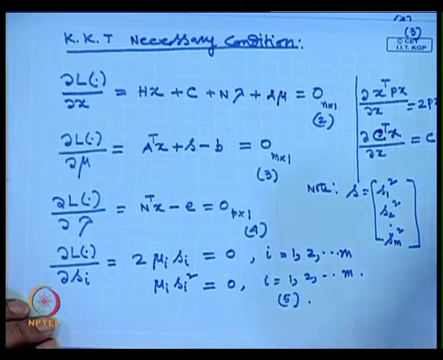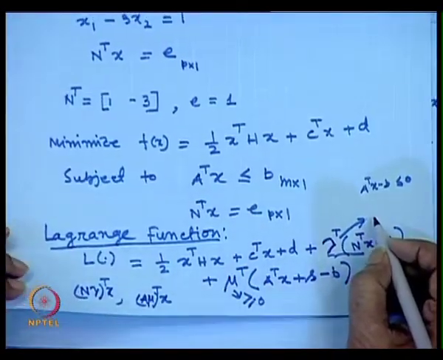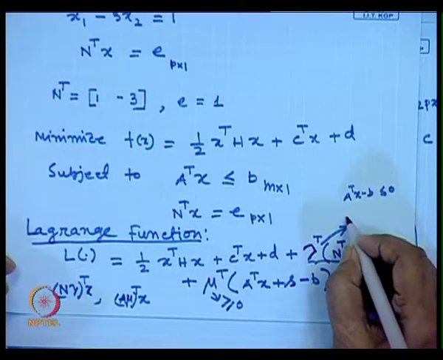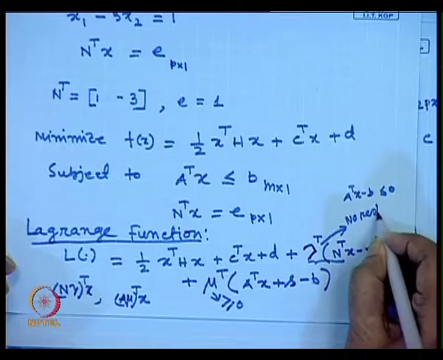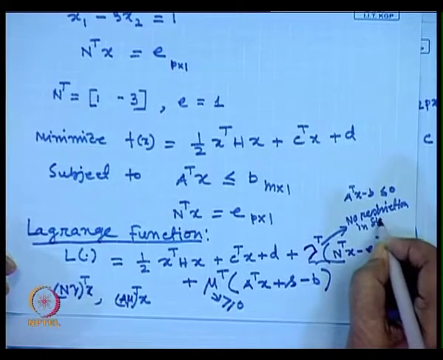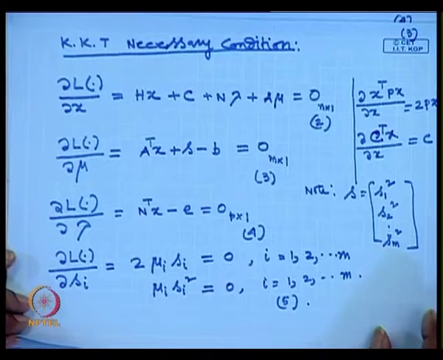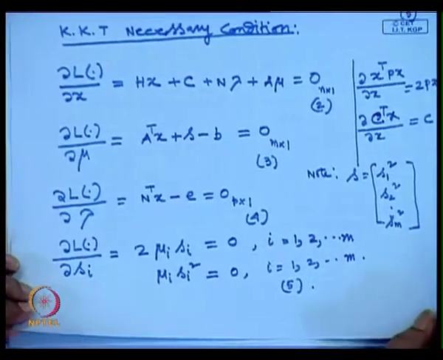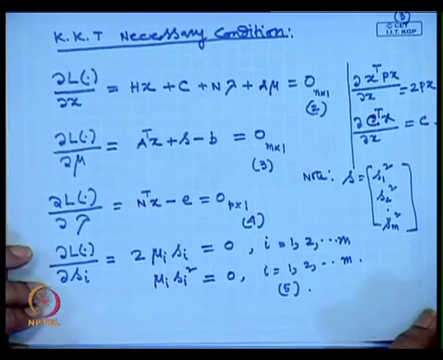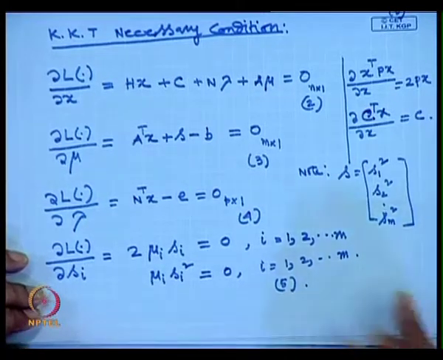And note that lambda is free in sign, no restriction on its sign. Earlier we told it at the beginning of the statement. So, you have 5 equations. In addition to that, if you want to solve this by using the simplex method, we have lambda also as one of the variables in the expressions.